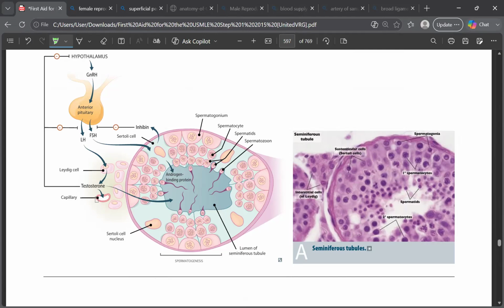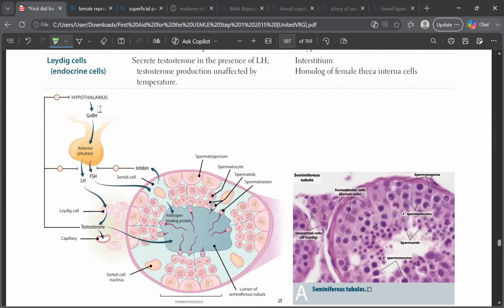The hypothalamus causes gonadotropin-releasing hormone to be secreted and act on the anterior pituitary. This secretes luteinizing hormone and follicle-stimulating hormone. Follicle-stimulating hormone goes and activates the seminiferous tubules. Luteinizing hormone goes and activates the Leydig cells to secrete testosterone, which causes proliferation of the seminiferous tubules and the lumen and the androgen binding proteins to be activated. And this testosterone and luteinizing hormone inhibit the hypothalamus.